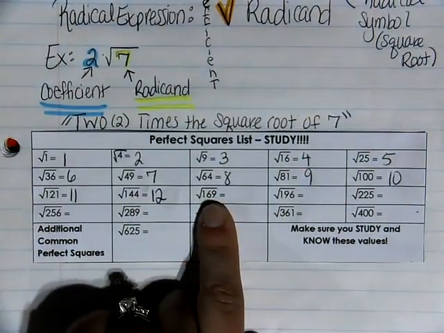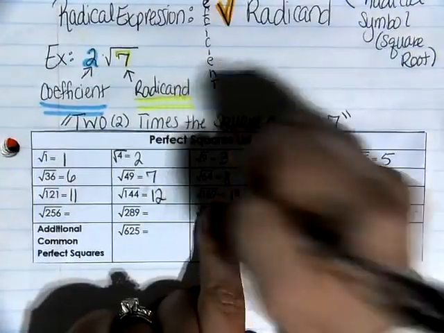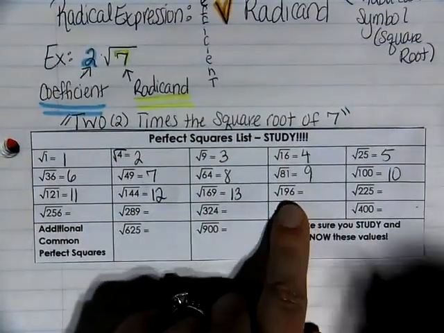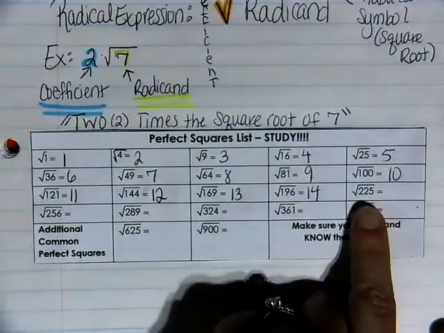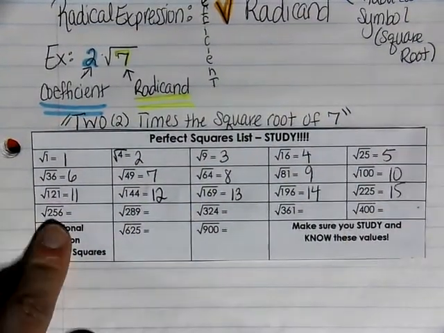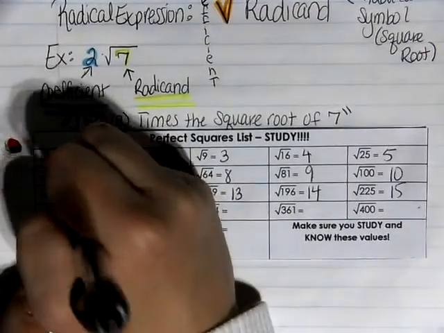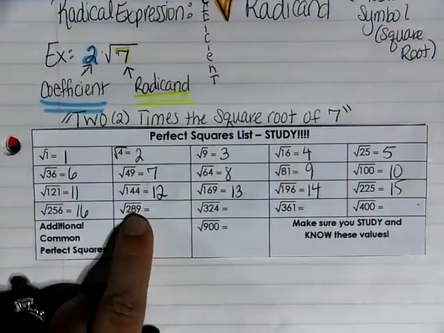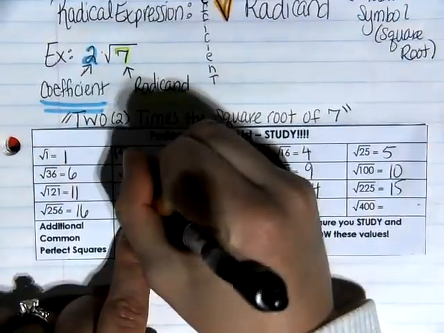The square root of 169 is 13. The square root of 196 is 14. The square root of 225 is 15. The square root of 256 is 16. The square root of 289 is 17.